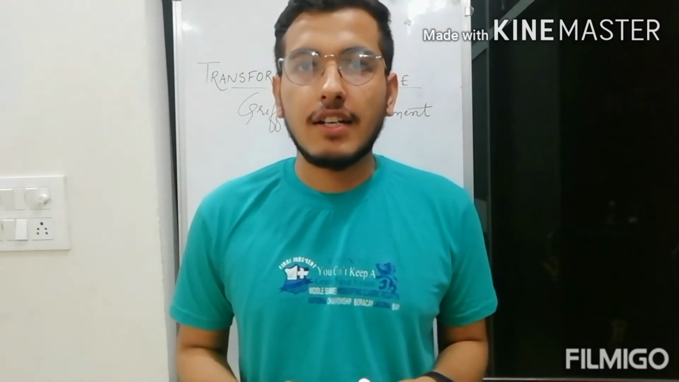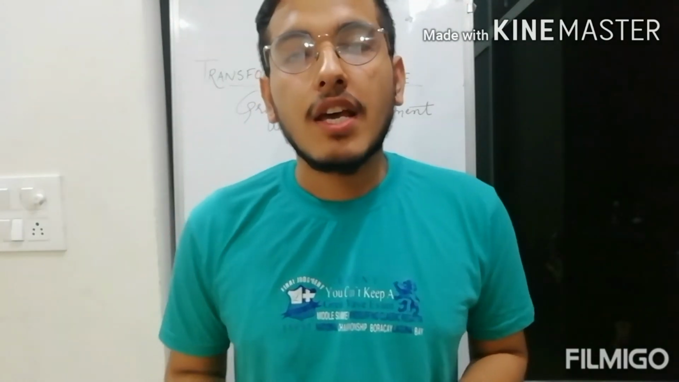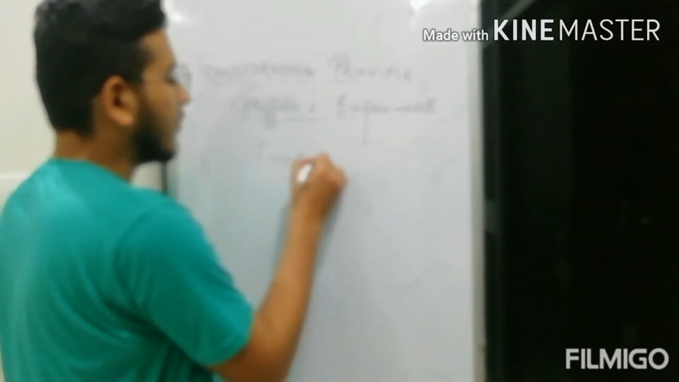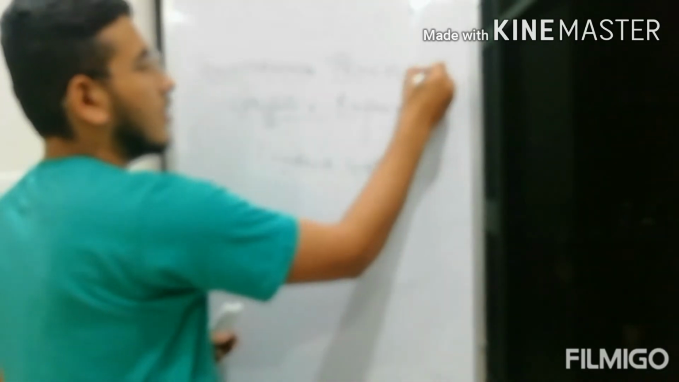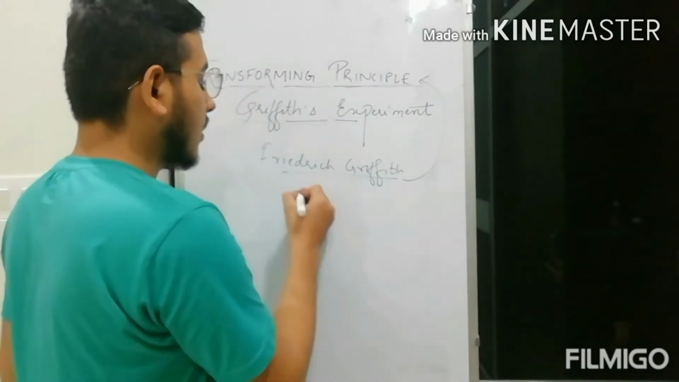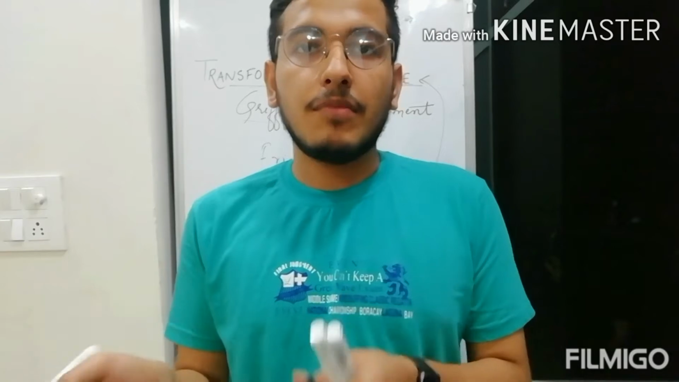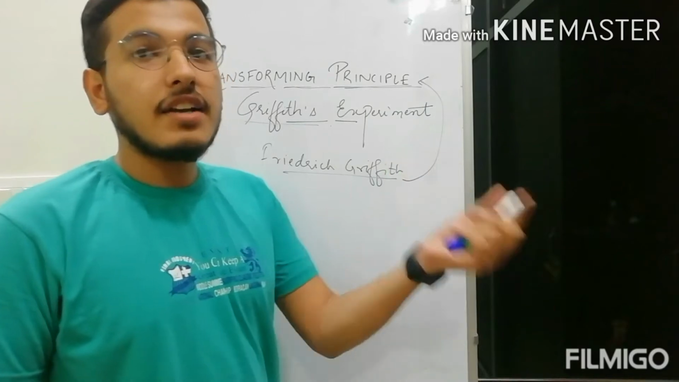So in the last lecture we saw the chemical structure of DNA and RNA. Then we started looking at various experiments which showed that DNA is the genetic material, not RNA. In that, the Griffith experiment came. Frederick Griffith performed an experiment on the transforming principle, in which he showed that something, the genetic material, was getting transformed.